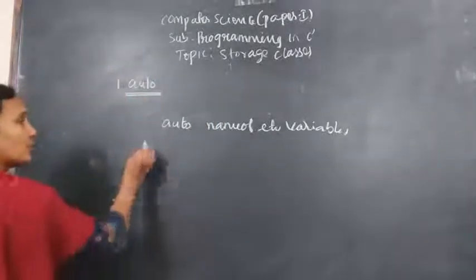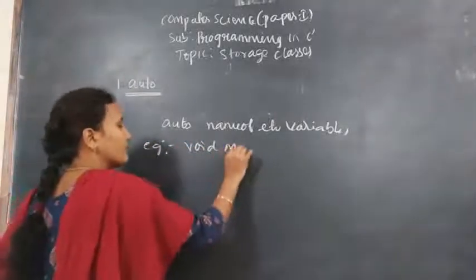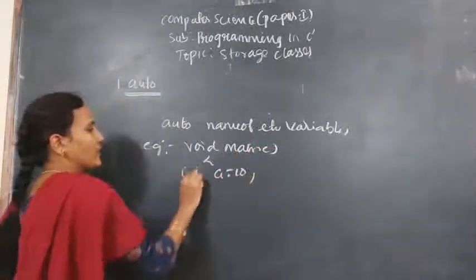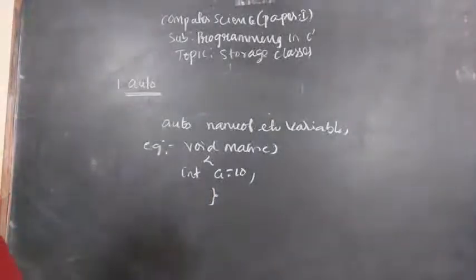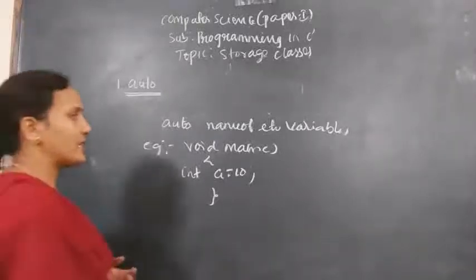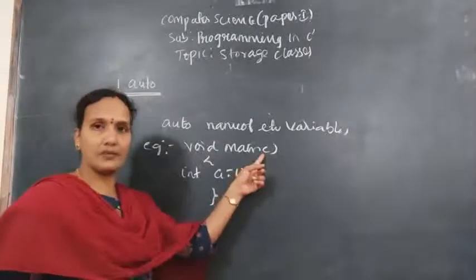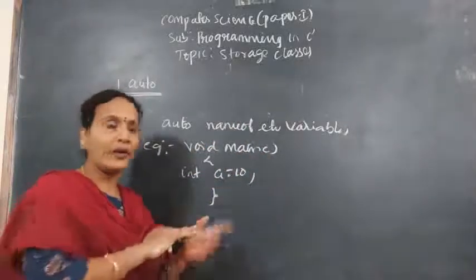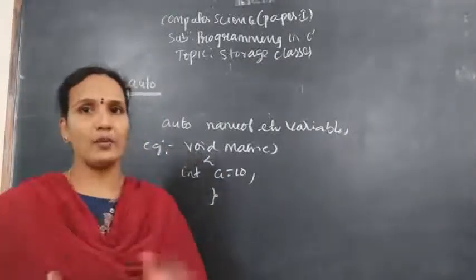So here I am giving two examples. The first example: void main, a equals 10. Here I have not given any storage class. If you have not given any storage class, then what is it considered? It is considered as an automatic variable. And what is the scope of this? When the program execution starts in the main function, this variable will be stored in the memory. When control comes out of this main function, the life of that variable will end.